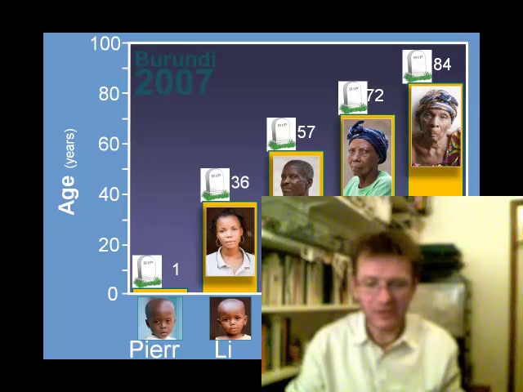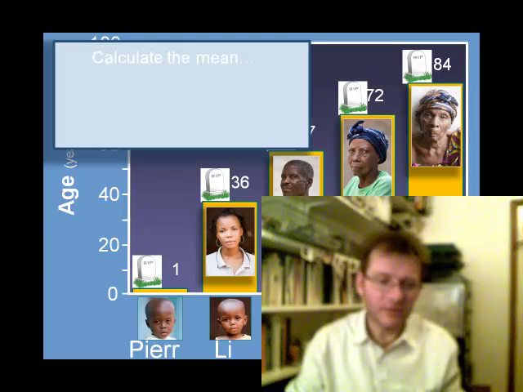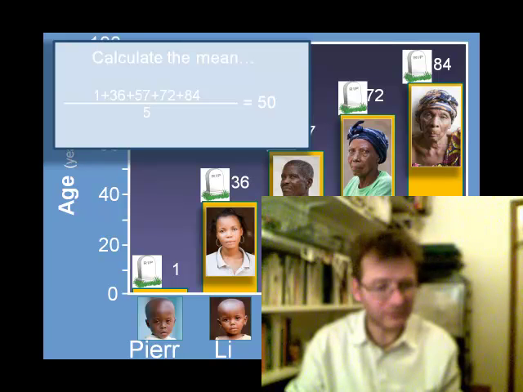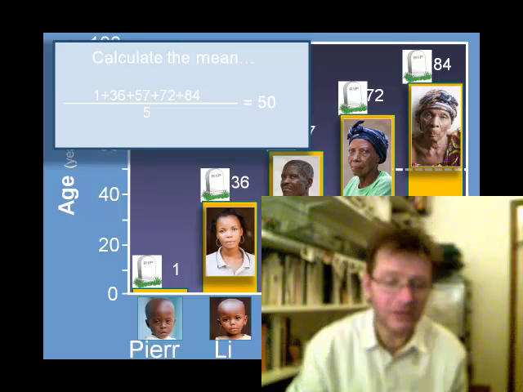And so we can see that in Burundi, we calculate the mean, which is 1 year plus 36 years plus 57, 72 and 84 divided by 5. That gives us an average life expectancy of 50 years at birth.